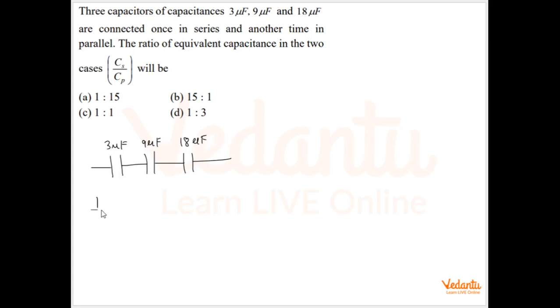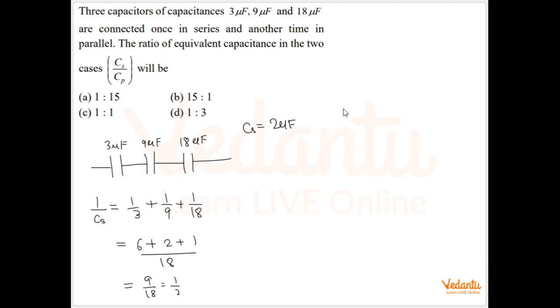If I want to calculate equivalent capacitance in series, I will write it as 1 by 3 plus 1 by 9 plus 1 by 18. Since the LCM is 18, I will write it as 6 plus 2 plus 1 divided by 18. That is just going to be 9 by 18 or 1 by 2. So the equivalent capacitance in series is 2 microfarads.